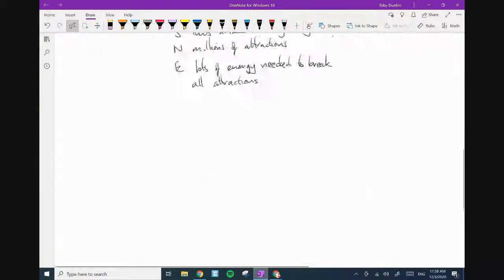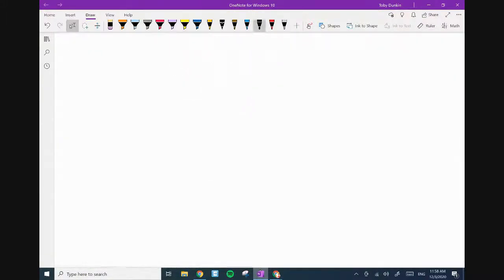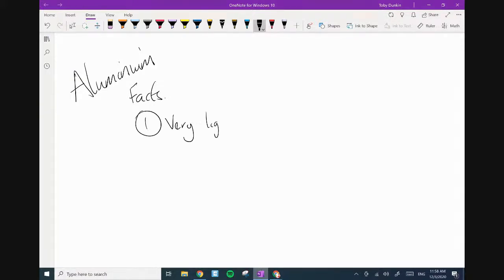It's nice to mention aluminium at this point. Aluminium is one of those metals that you just have to know about. It's an important metal. So just some facts about aluminium that I want to give you. Number 1, very lightweight. Hence why it's used in planes and spacecraft. Number 2, very corrosion resistant. It doesn't rust.